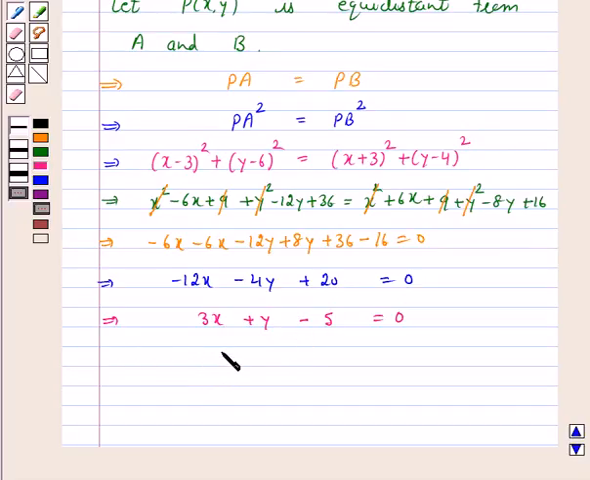So the relation between x and y such that the point P(x, y) is equidistant from the points A(3, 6) and B(-3, 4) is that 3 times x plus y minus 5 is equal to 0. Hence, the answer for the above question is 3x plus y minus 5 is equal to 0. I hope the question is clear to you.